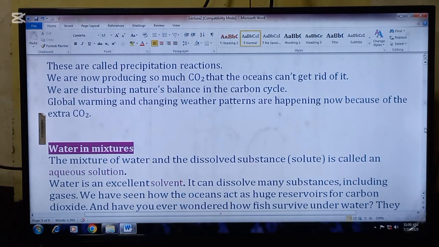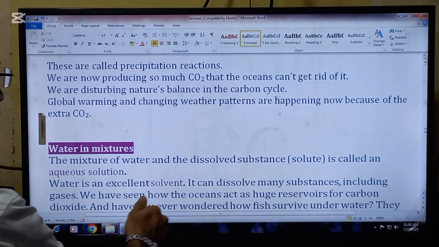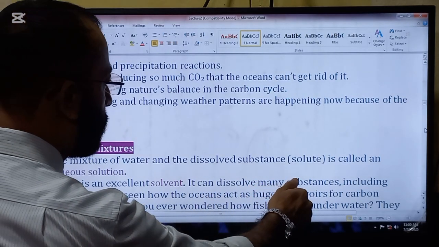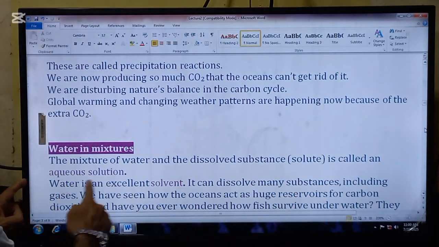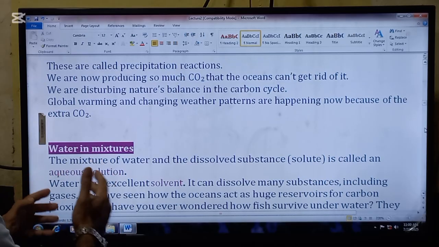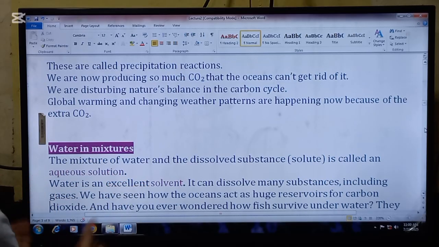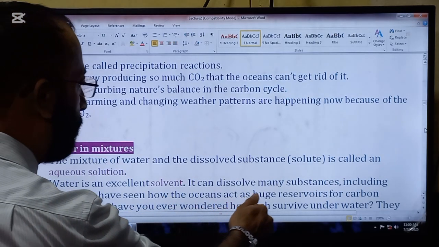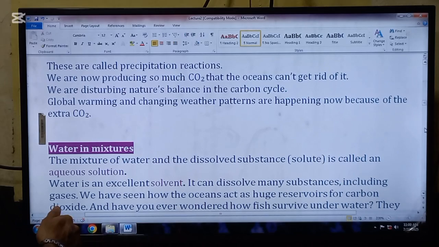The next thing that we are going to read is the water in the mixture. The mixture of water and the dissolved substance, that is called solute, is called an aqueous solution. So when something is dissolved in the water, we have an aqueous solution. Water is an excellent solvent. It can dissolve many substances including gases.